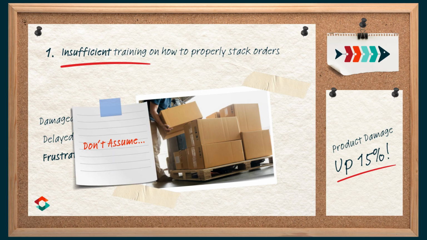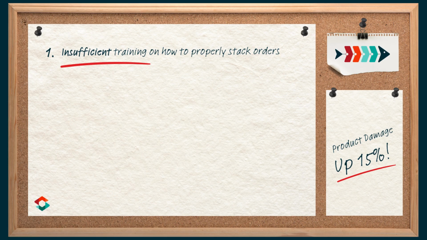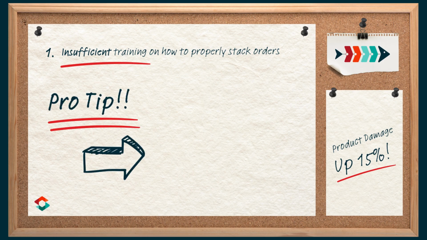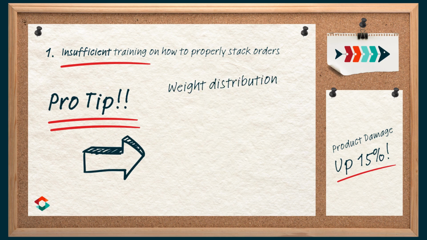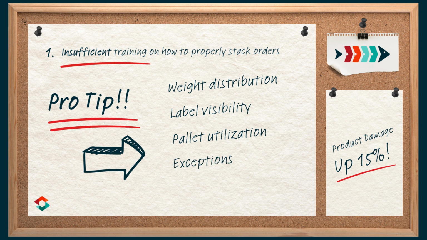Proper stacking isn't intuitive, especially when you're dealing with mixed-size cases, fragile items, fast-paced picking environments, and equipment with different handling capabilities. But here's a pro tip. Don't rely on tribal knowledge. Build visual, hands-on, repeatable training that covers weight distribution, label visibility, pallet footprint utilization, how to handle exceptions, and when and how to provide feedback with regards to how items are situated along the pick path.